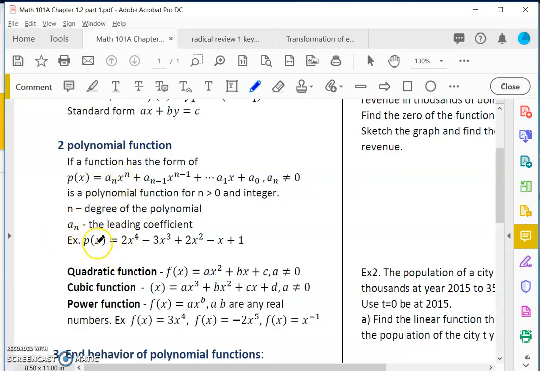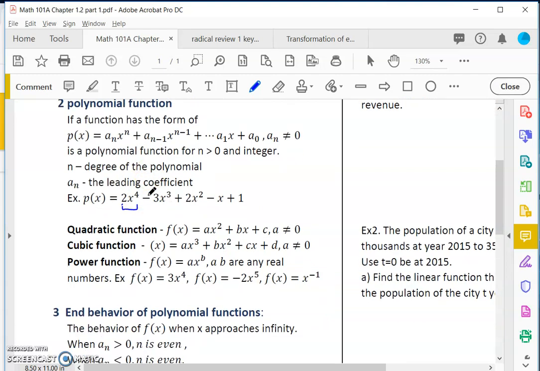So an example of a polynomial function would be this: 2x^4 minus 3x^3 plus 2x^2 minus x plus 1. So 2x^4 is the leading term, and 2 is the leading coefficient. And the degree of this polynomial is degree 4. Okay, so that's how we describe polynomial function.